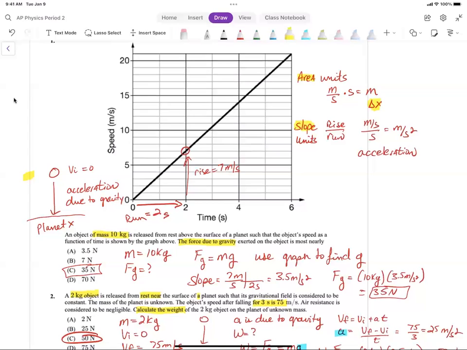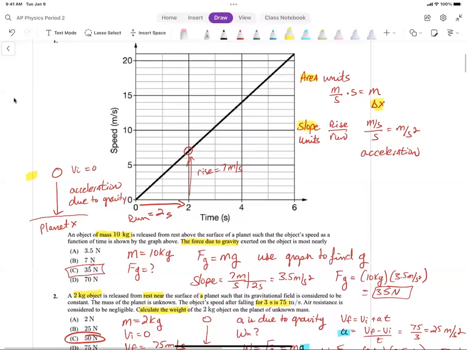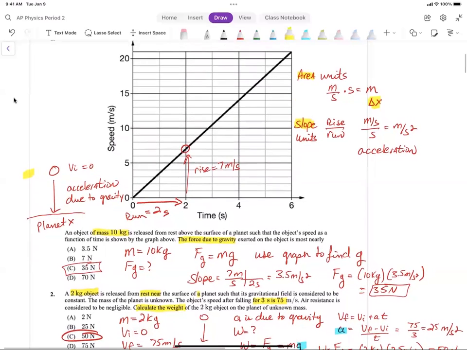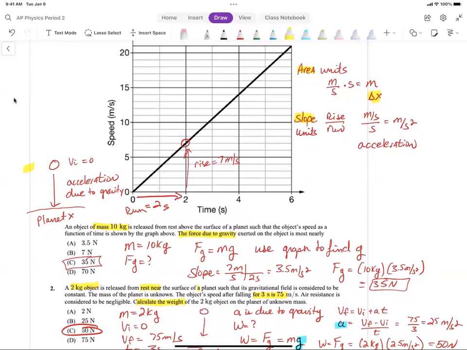That's not what I'm looking for. That's great, it's useful, but I'm looking for acceleration on that planet. The slope gives me rise over run. The units are meters per second squared, and the slope of that graph gives me acceleration. That's very helpful because I'm going to need that acceleration to determine the force of gravity.